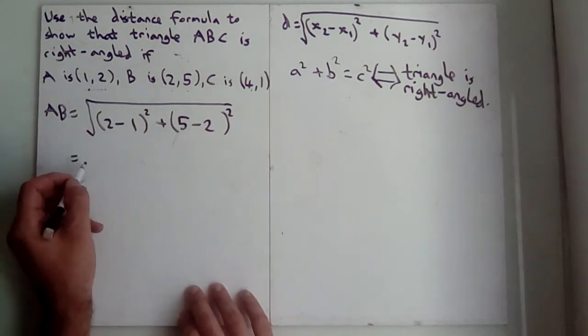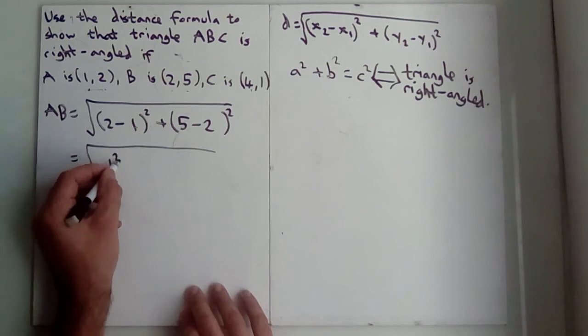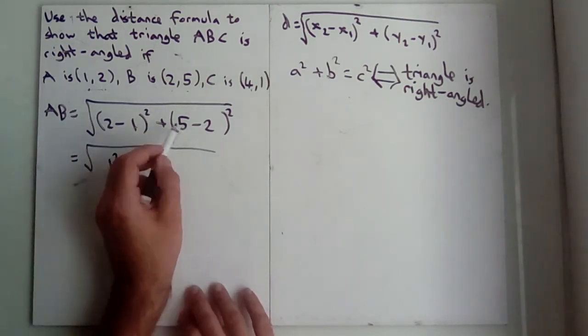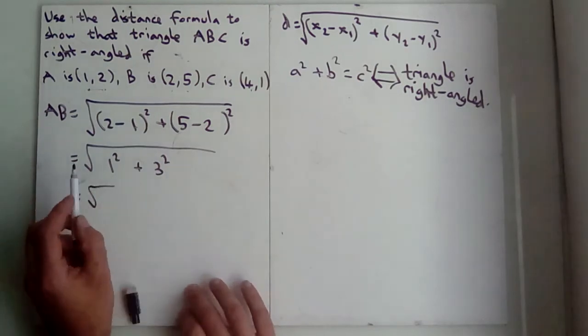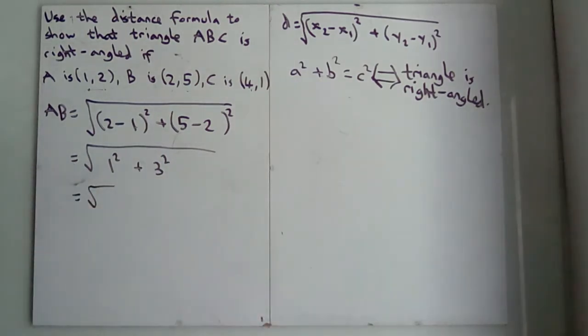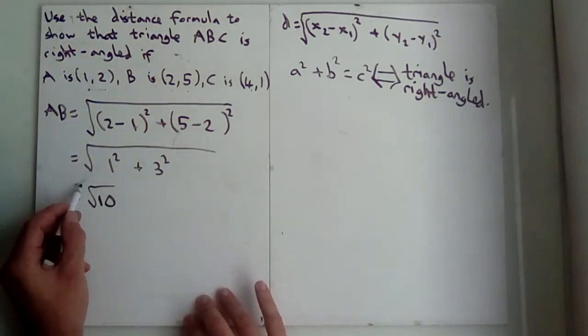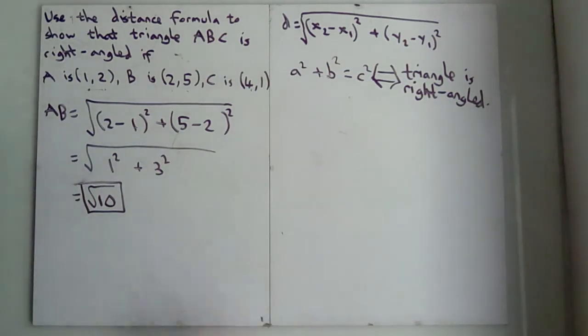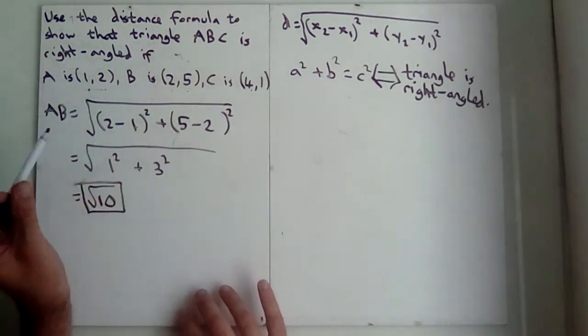So that is the square root of 2 minus 1 is 1, so 1 squared, plus 5 minus 2 is 3, 3 squared, which is the square root of 1 plus 9, which is root 10. And I don't need to do anything else with that. So that's AB. I'm going to put a box around that because I'm going to use it again for sure. So now we're going to do AC, and then I'm going to do BC.